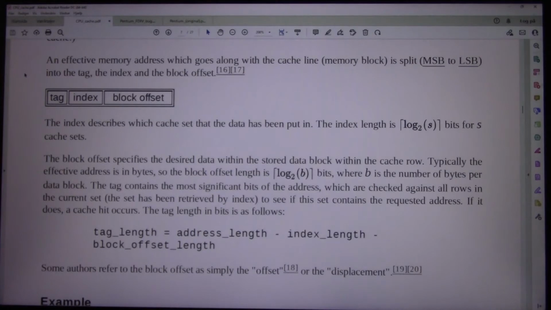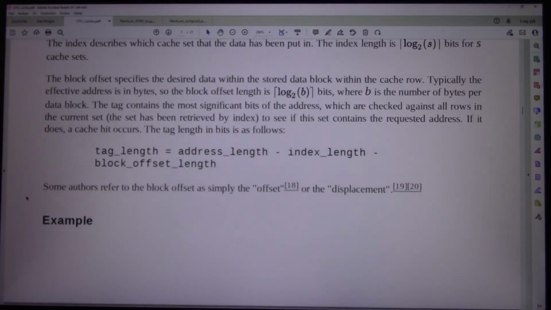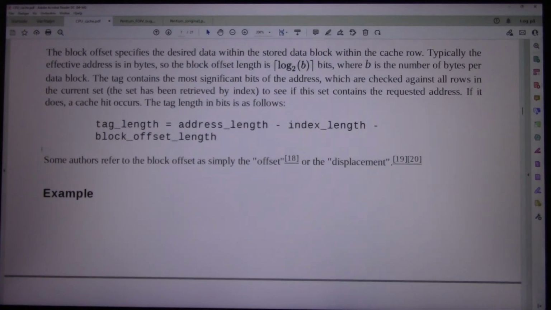Typically the effective address is in bytes, so the block offset length is log2(b) bits, where b is the number of bytes per data block. The tag contains the most significant bits of the address, which are checked against all rows in the current set. The set has been retrieved by index, to see if this set contains the requested address. If it does, a cache hit occurs. The tag length in bits is as follows: tag_length = address_length - index_length - block_offset_length. Some authors refer to the block offset as simply the offset, or the displacement.